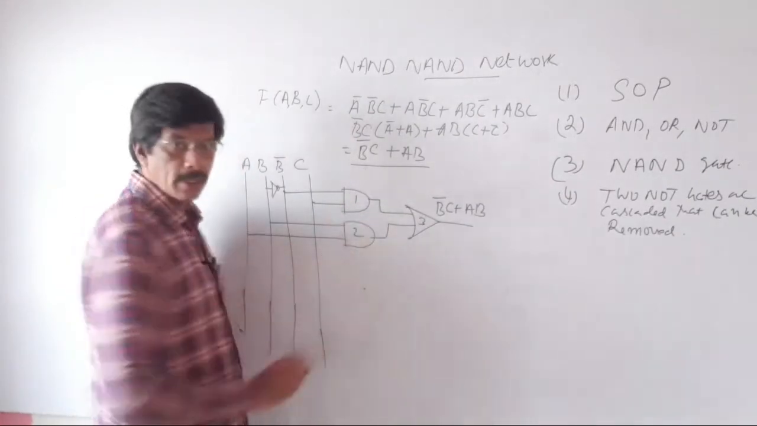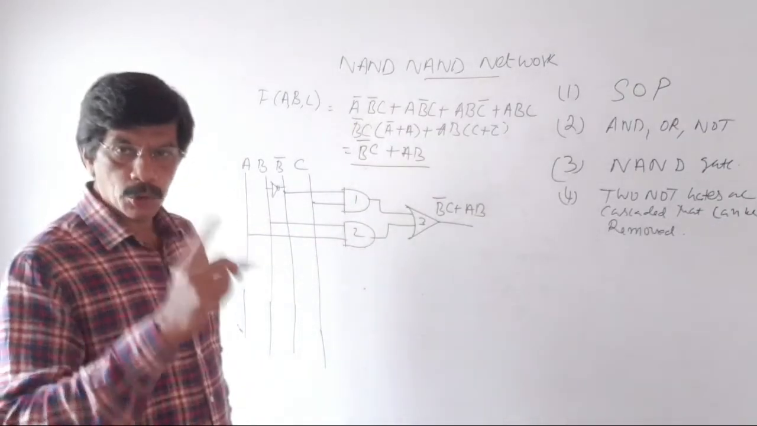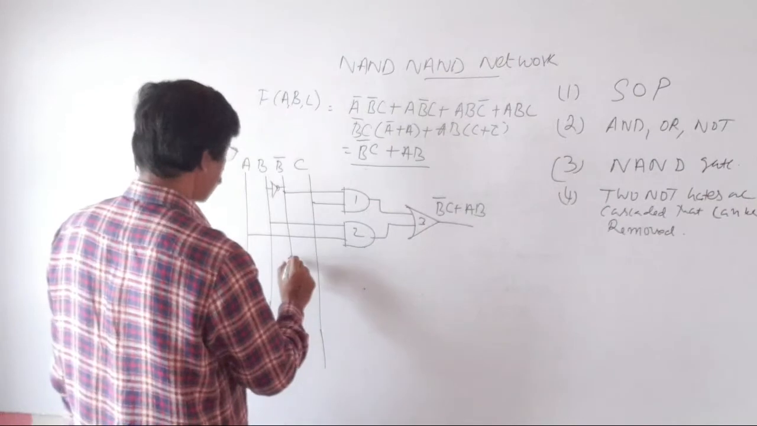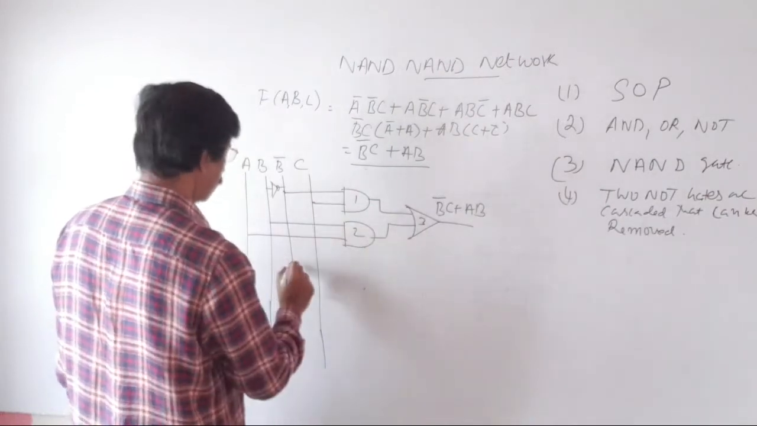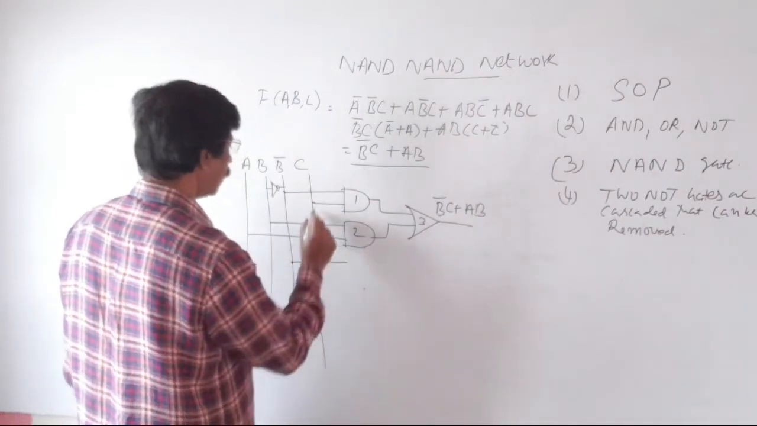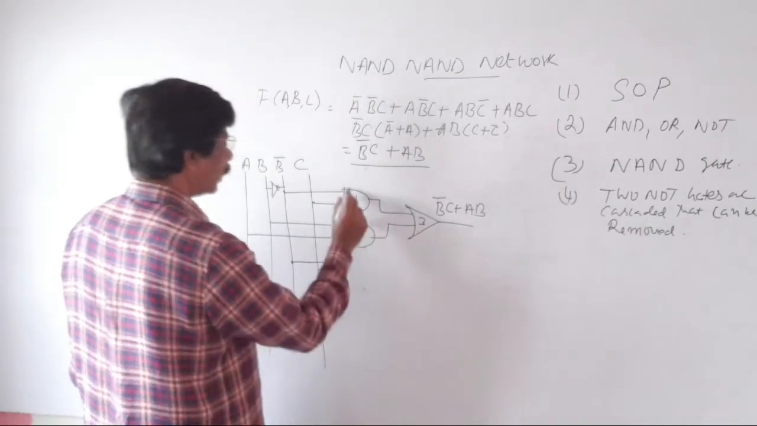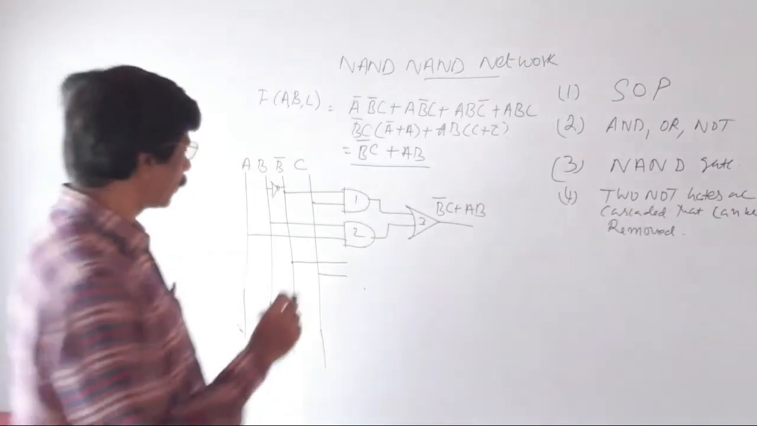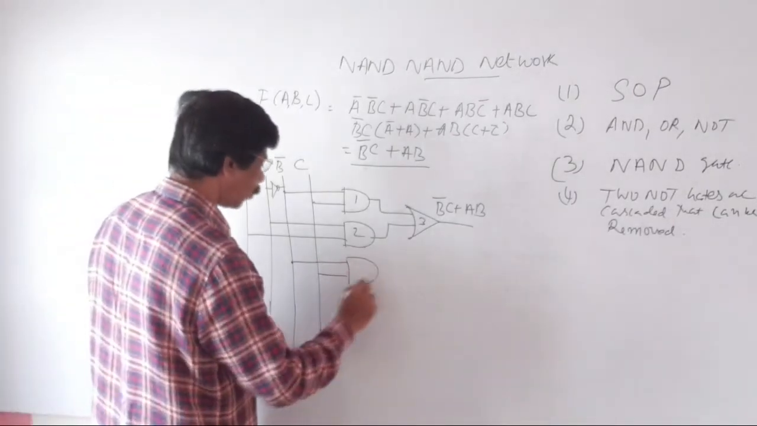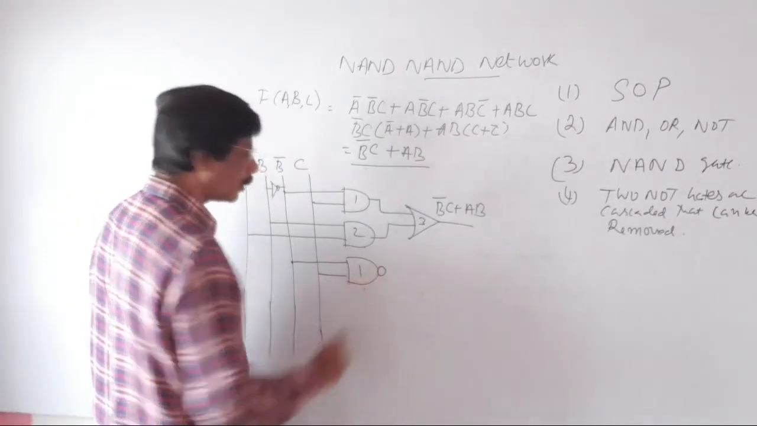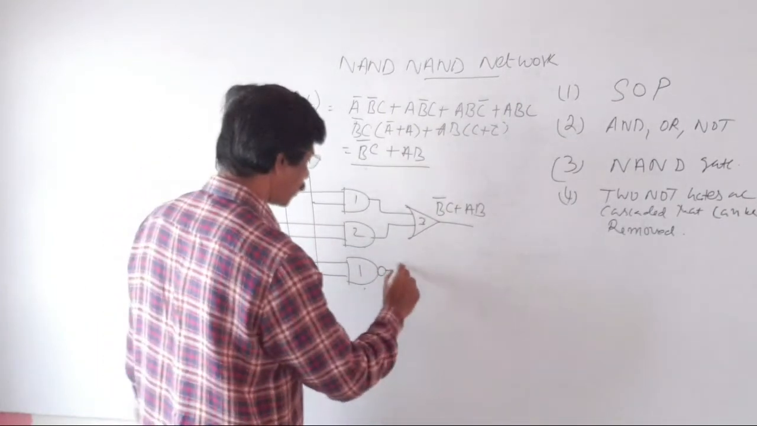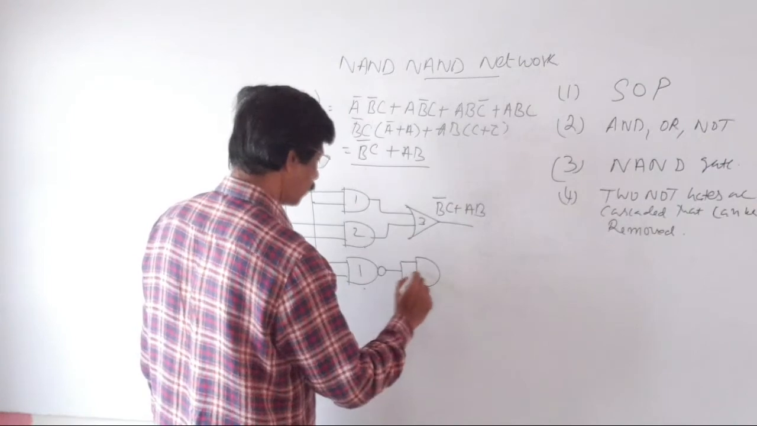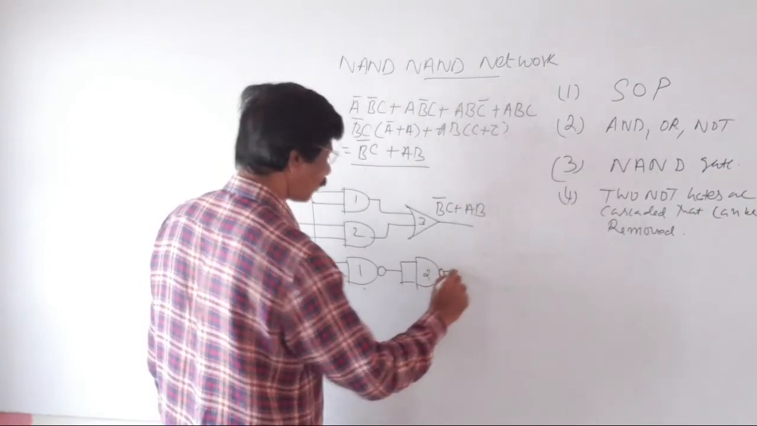This AND gate is replaced by two NAND gates. You take the line from B bar and the line from C. In the place of AND 1, you replace two NAND gates. This is NAND gate 1, NAND gate 1. This output is connected to one more NAND gate. So this is NAND gate 3.